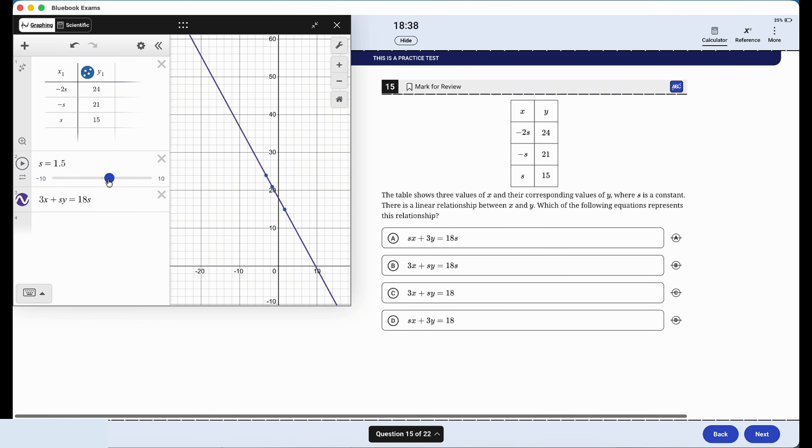And check this out. I can change the value of S, and you see this equation always has those points, right? So yeah, it's B.